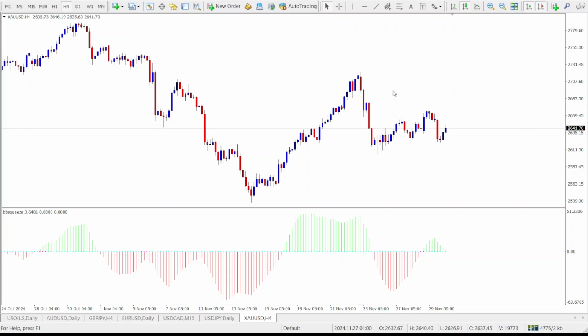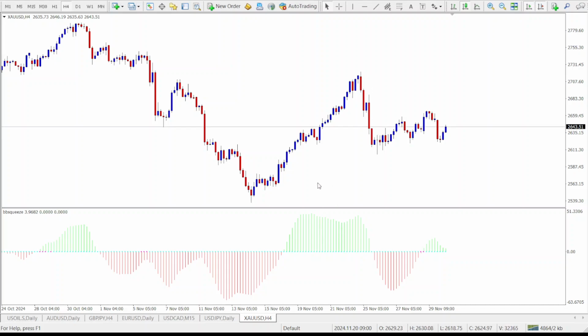Now this indicator, as we can see, appears in an indicator window, unlike the traditional Bollinger Bands that appear directly on the chart and form a kind of channel around the candlesticks.